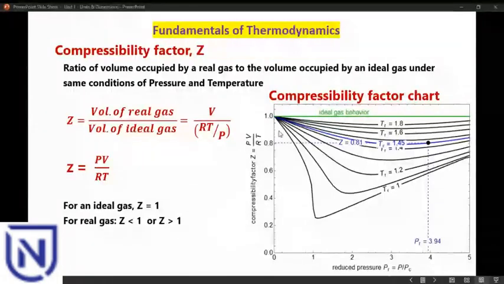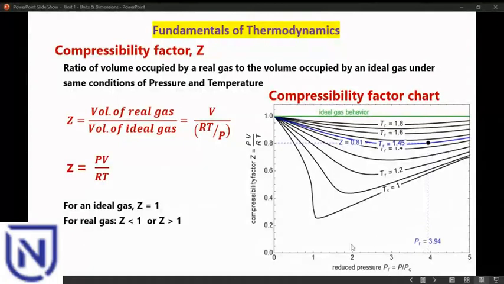All right. Now a chart is prepared. This is applicable for all the gases. The same graph can be reused for all gases. So for a particular case, we can identify it. You just have to mention the reduced pressure and reduced temperature.